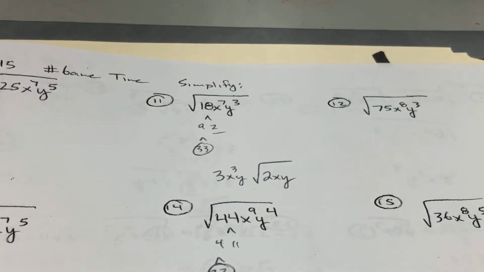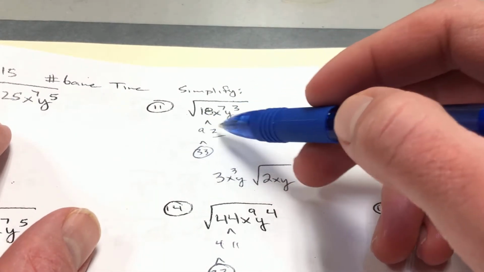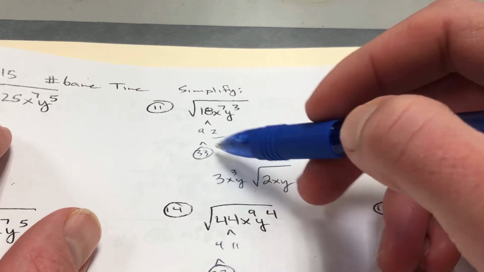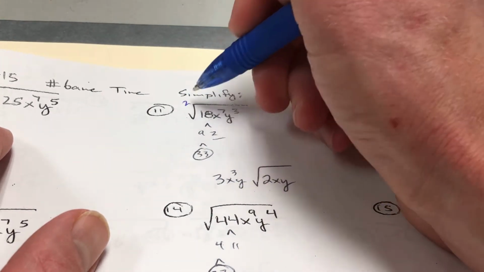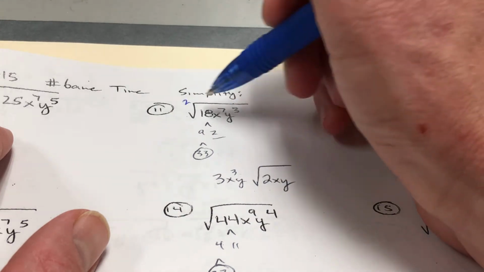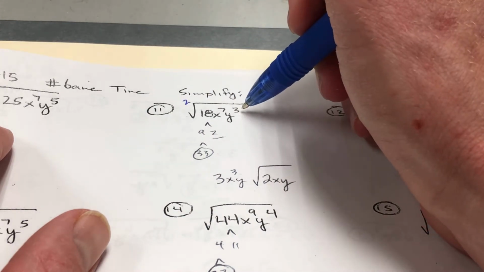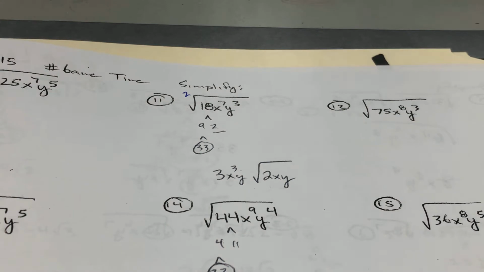Hashtag game time. Square root of 18, 9 and 2. 9 is 3 and 3. 3 goes on the outside, 2 stays on the inside. This little 2 goes into 7 3 times, 1 left over. 2 goes into 3 1 time, 1 left over.